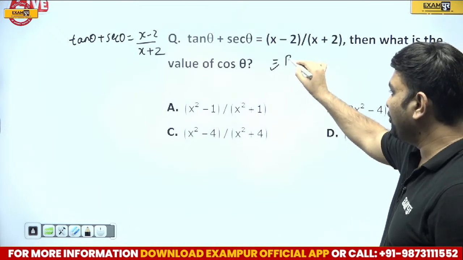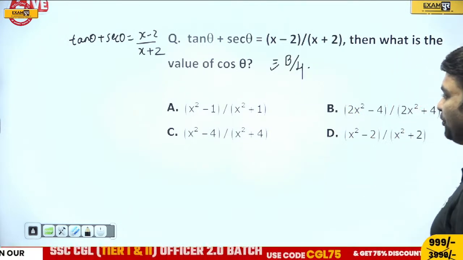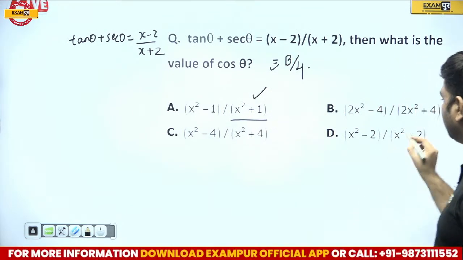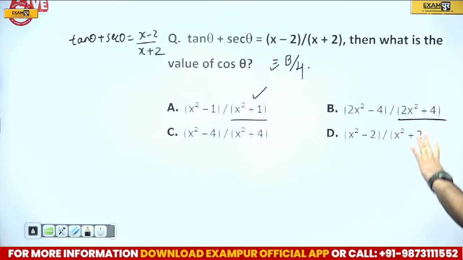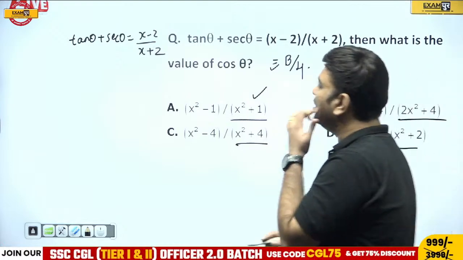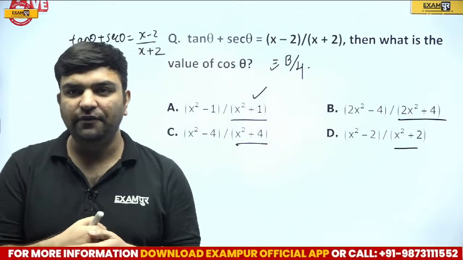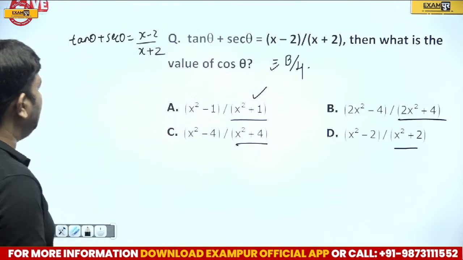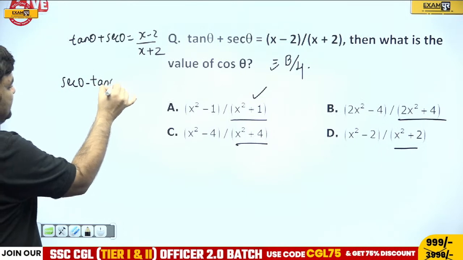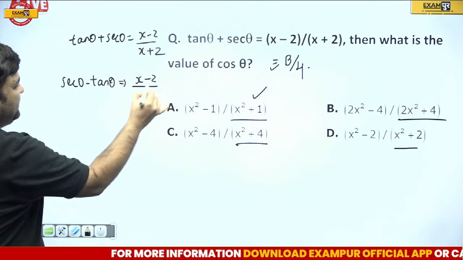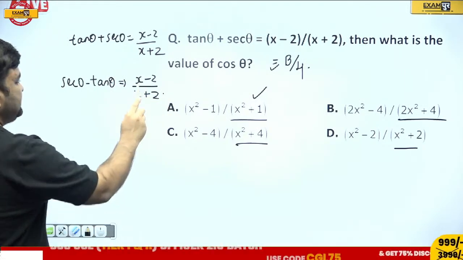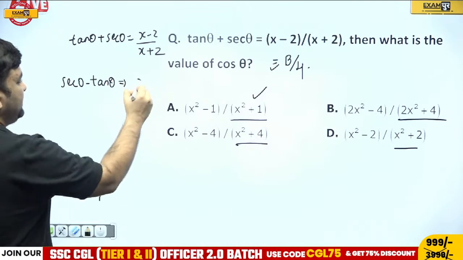Cos theta is based upon hypotenuse. The denominator should be the largest. Here it is largest but not in a very good form, so we cannot judge as of now. So just carry a little bit more. Sec theta minus tan theta is the inverse of it, x plus 2 upon x minus 2.